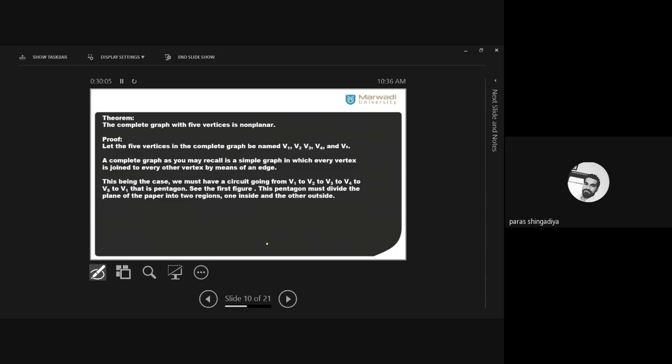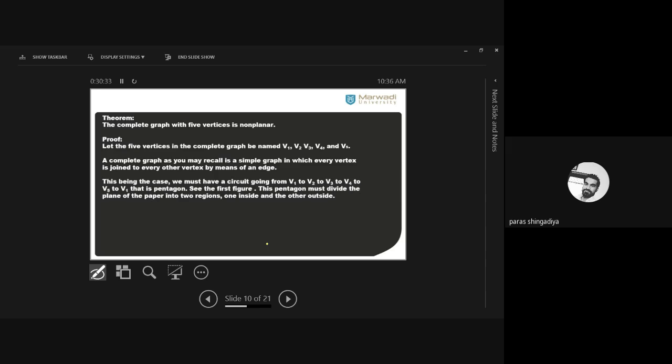And then, as you may recall, the definition of a complete graph: it is always a simple graph in which every vertex is joined to every other vertex by means of an edge. Means each and every vertex is connected. And it is a simple graph, meaning there are no parallel edges and no loops. And you have to check that each and every vertex is connected by an edge. Clear? That is the definition of a complete graph. Now we start the proof here.